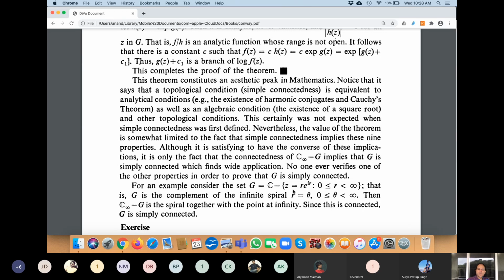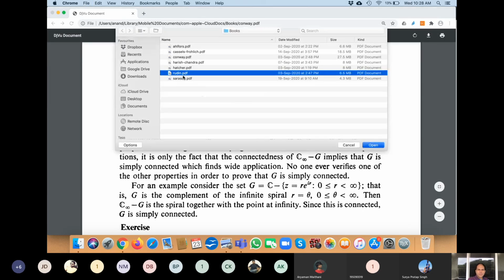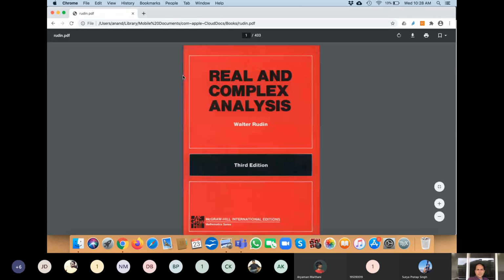Okay, this is the first part I wanted to project. The second thing that I wanted to project is Rudin page 214. But this has no maths here. It's just for fun.